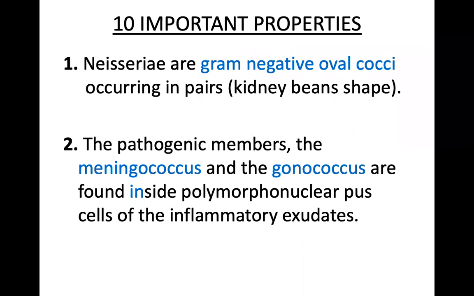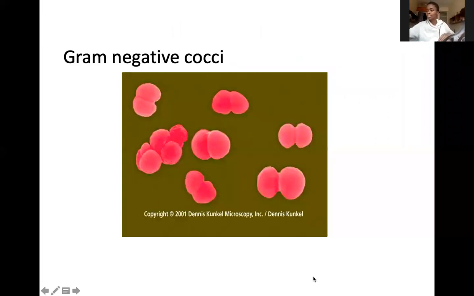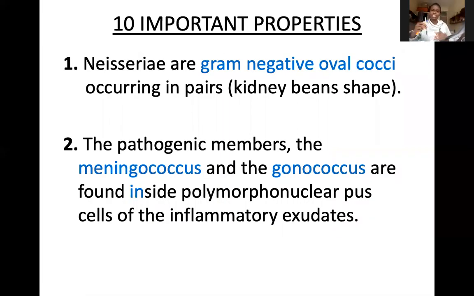One, morphologically, they are gram-negative oval cocci, and they occur in pairs. Just like Streptococcus pneumoniae, which occurs in pairs, but these ones have a kidney bean shape. Strep pneumo have a lanceolate shape. And the two important pathogenic groups that we look at are the meningococcus and the gonococcus group.